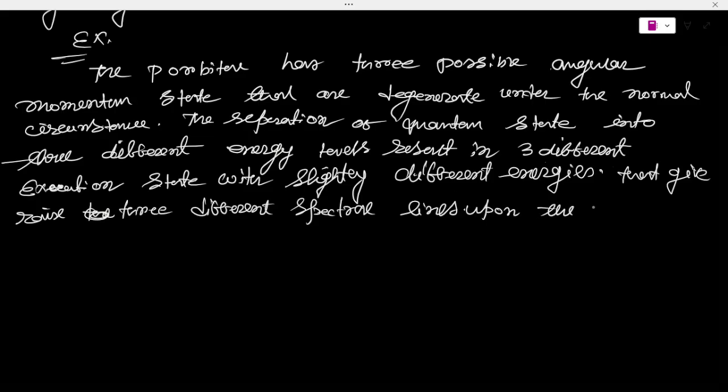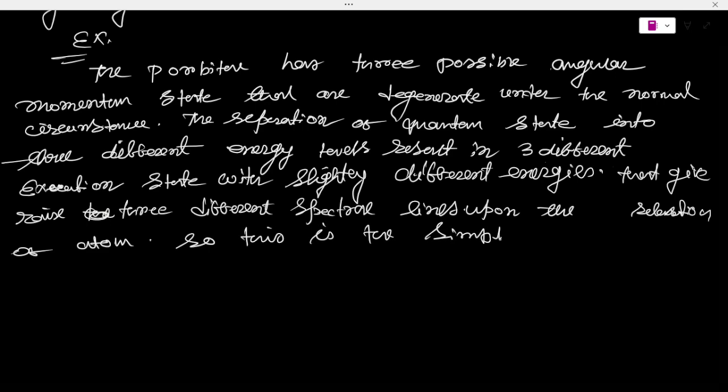Energies upon the relaxation of atom lines, upon relaxation of atom. This is the simplest case of Zeeman effect.